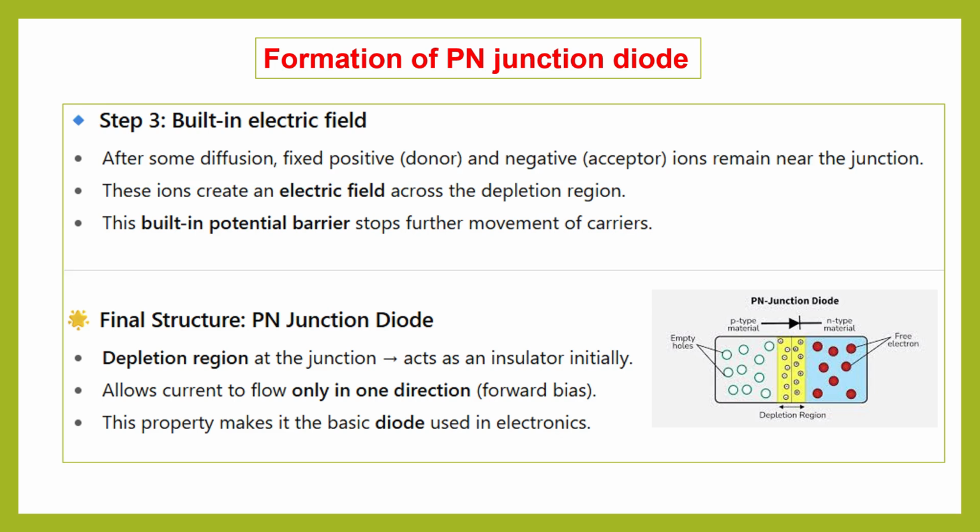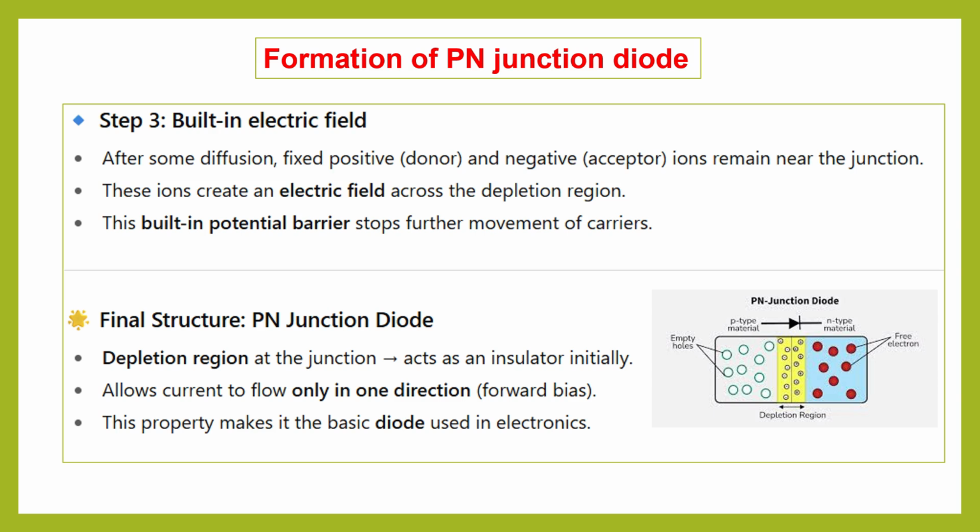The depletion region at the junction acts as an insulator initially, and allows current to flow only in one direction, that is forward biasing. We will see what biasing is later. This property makes it a basic diode used in electronics. The process is very simple: take P and N, join them, and a region forms at the center. That region is the depletion region, and the voltage developed there is the potential barrier.